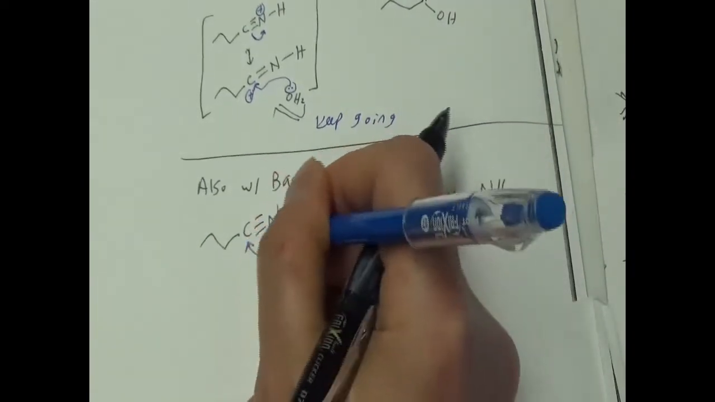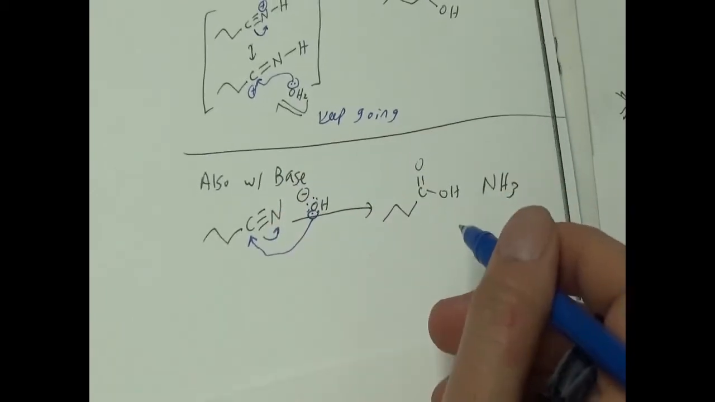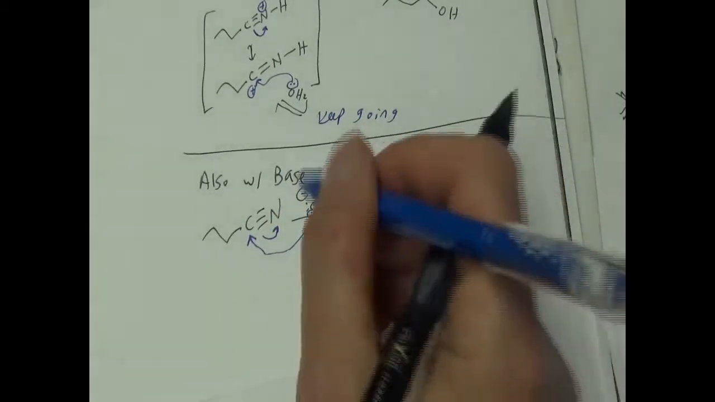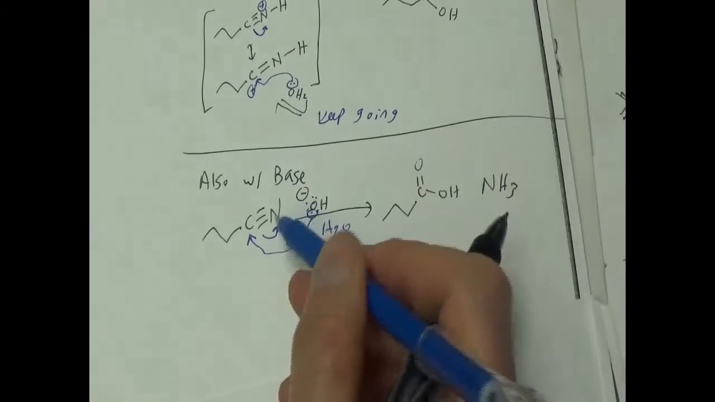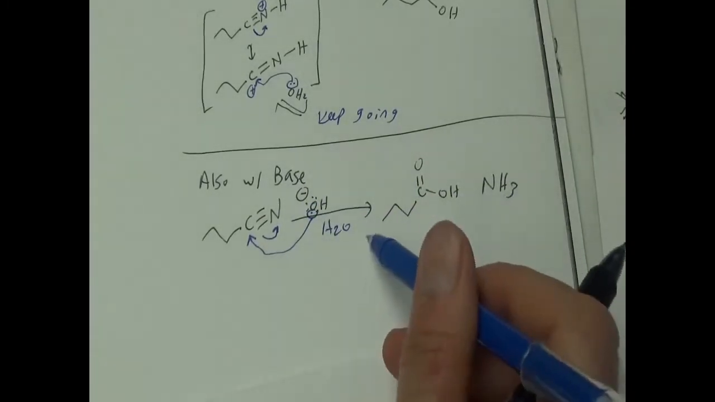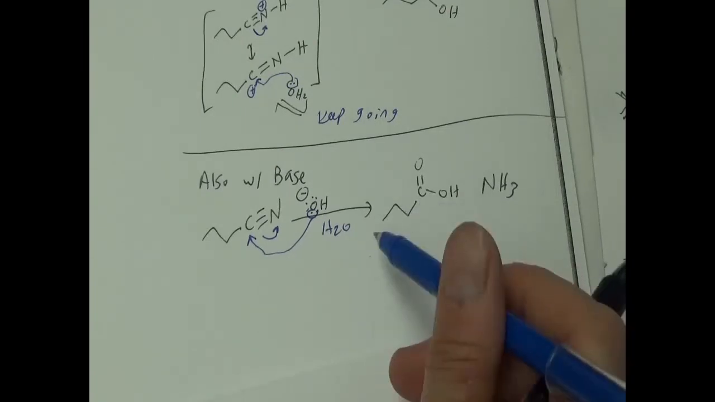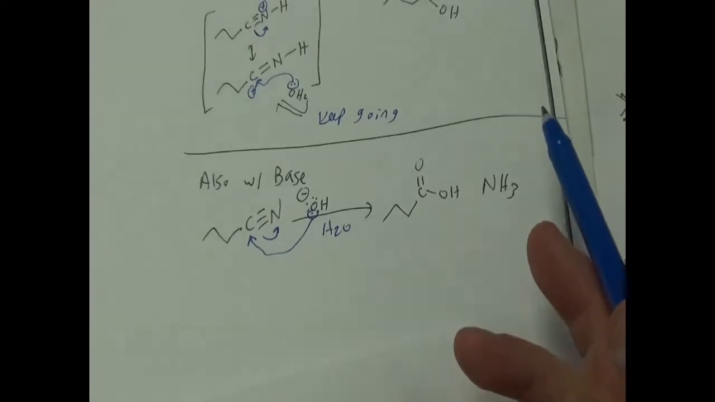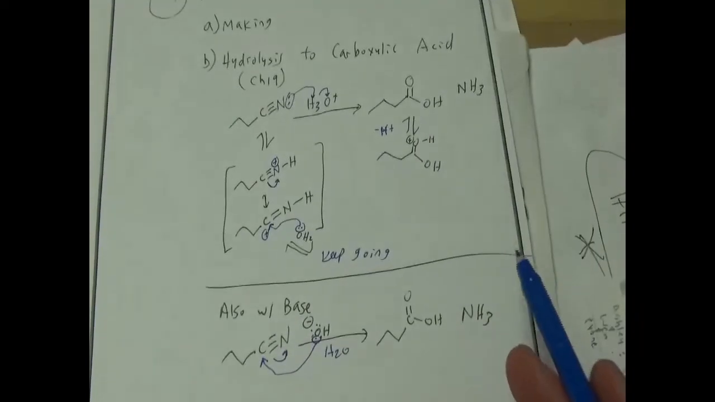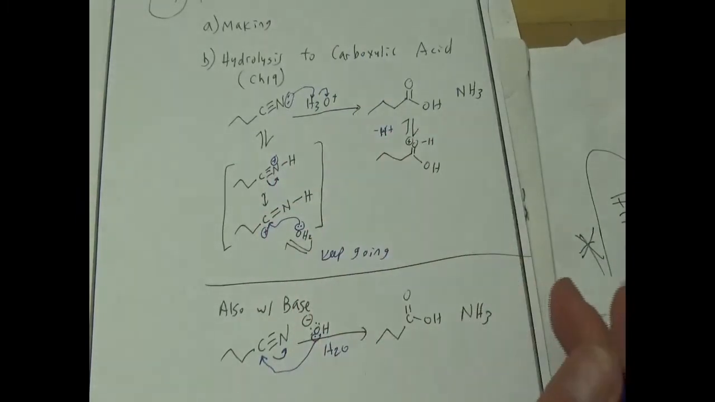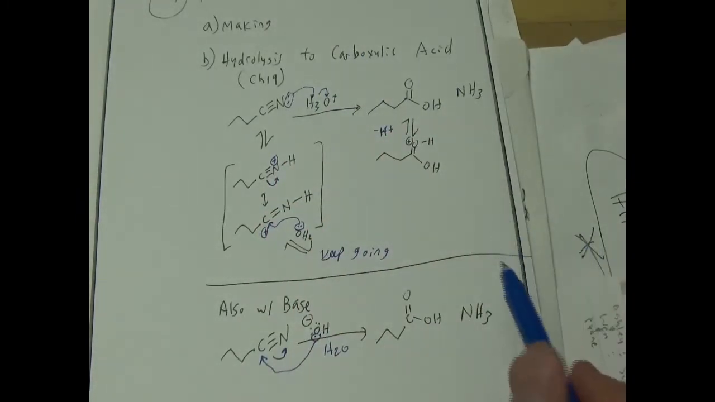Hydroxide attacks, kicks electrons onto nitrogen, and then you do the same sort of protonation, and you have water around the nitrogen, etc., and then eventually nitrogen falls off as a leaving group. You're welcome to try this, but if you're going to practice anything, we'll probably do the acid catalyzed reaction. Okay, so that was B. That was hydrolysis, right? So hydrolysis to carboxylic acids is one thing you can do with a nitrile.